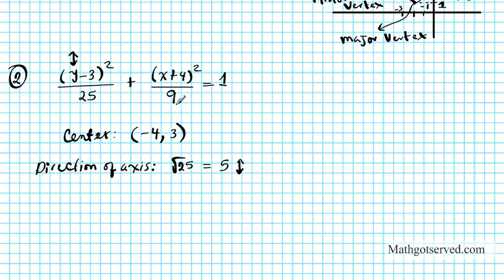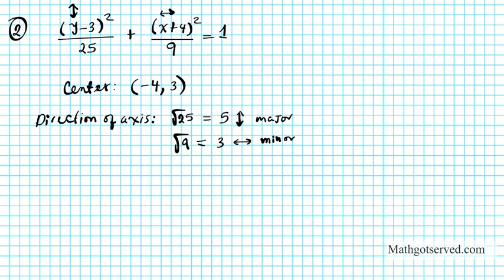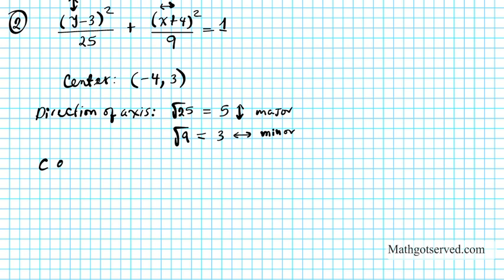And then you root the second denominator under the x, and that's square root of 9, which is 3. What direction does that go? You follow the direction of your axis, x-axis, goes side to side. So we're going to go 3 units side to side. Now, which is major and which is minor? Since this is bigger, this is the major axis, and this is the minor axis. Okay, now let's find the c of the foci. c is what you get when you take the square root of the difference. We're subtracting because there's a plus. You always do the opposite of the sign here.